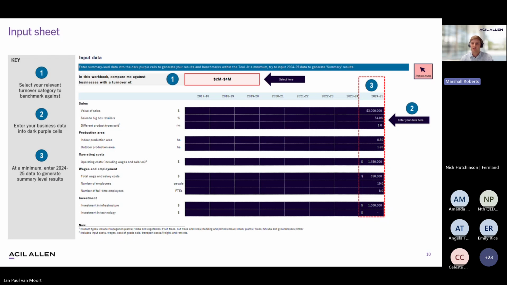Referring to item 2 on the page, we've entered data for the latest year. And within item 3, we can see there are 11 input cells, and this will generate summary level results on the next page. So on this input sheet, we simply ask you to enter sales, sales to big box, different product types, production area in hectares, your operating costs and your wage costs, and the number of people you employ, and lastly, the level of investment. And using this data, we can generate various benchmarks, as we'll see on the summary results page.